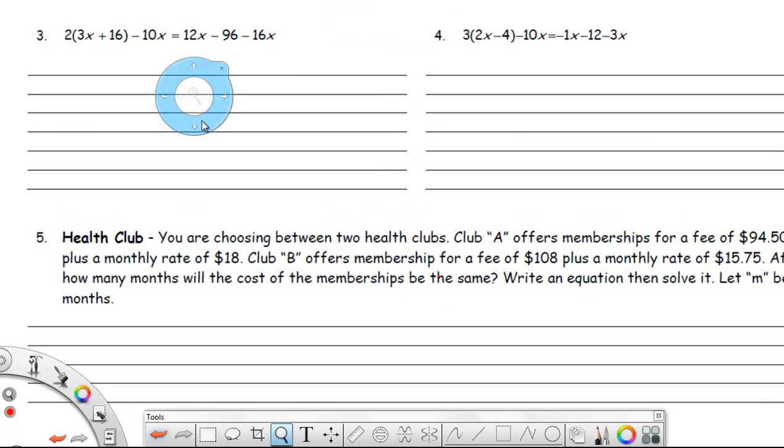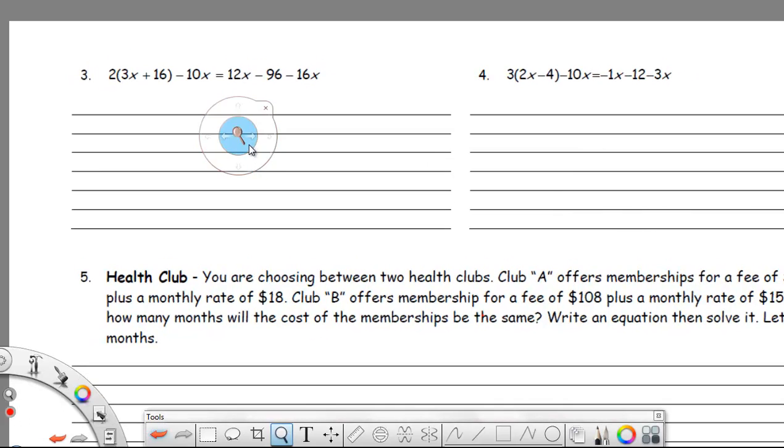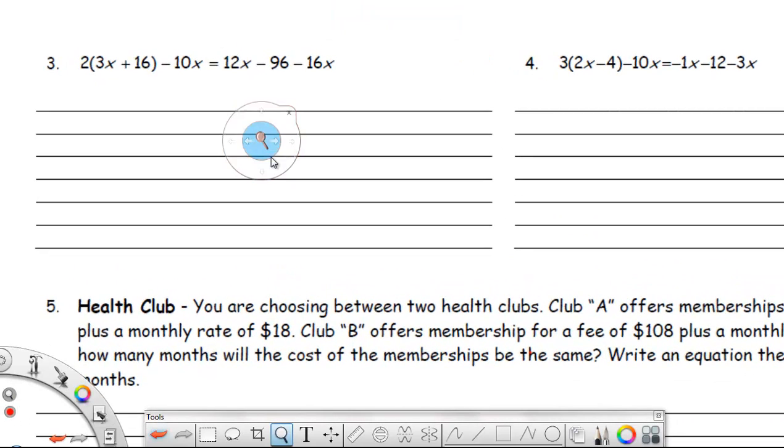Let me zoom in. And okay, there we go. Looks like we've got to use the distributive property again. So the 2 will times to the 3, and the 2 will times to the 16. So 2 times 3 is 6x. 2 times 16 will be a positive 32. And then I have a negative 10x that I'll take care of a little bit later.